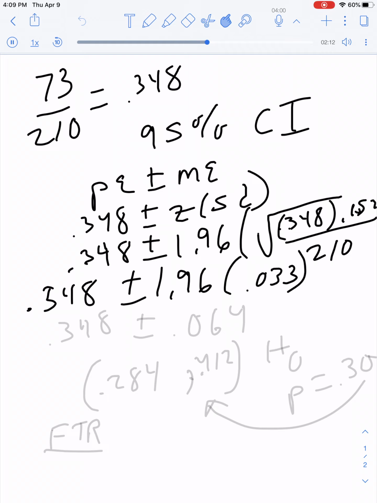0.033. Multiply that by 1.96. So our margin of error is going to be 0.064. So if I add that to 0.348, our upper boundary of our confidence interval is going to be 0.412. And our lower boundary, if I take 0.348 minus 0.064, is 0.284.